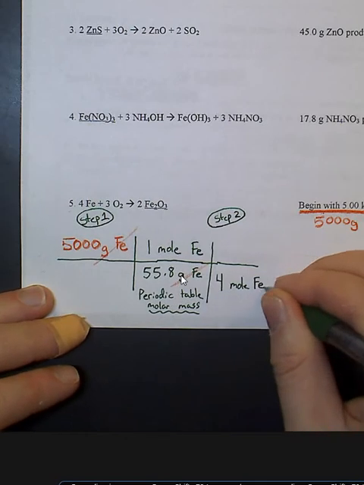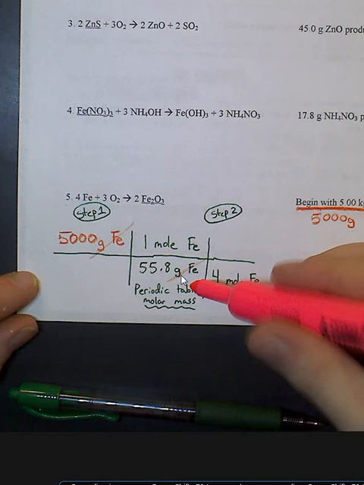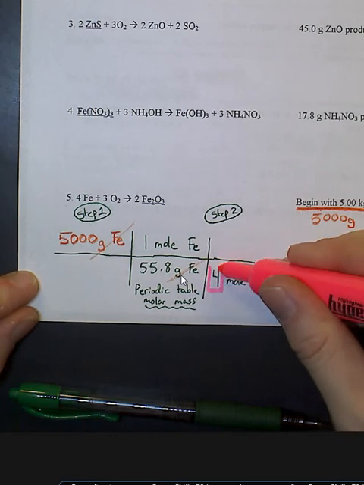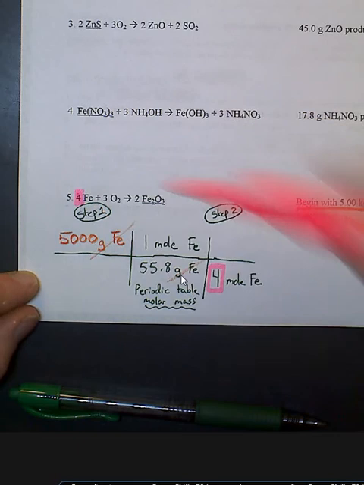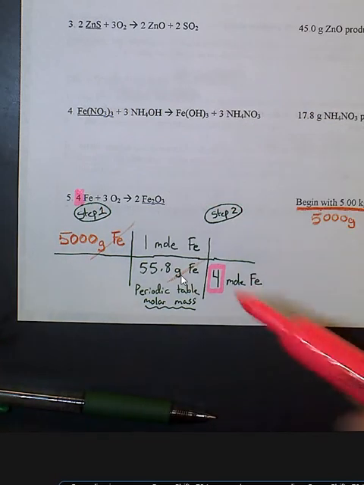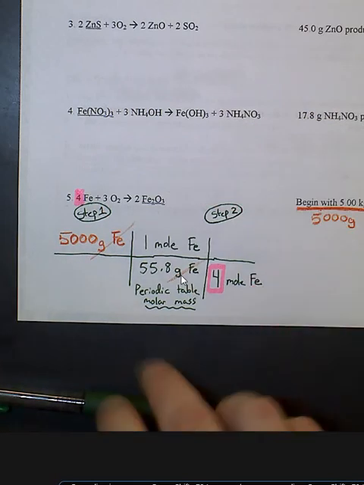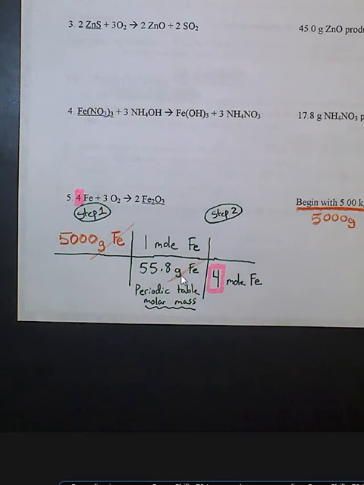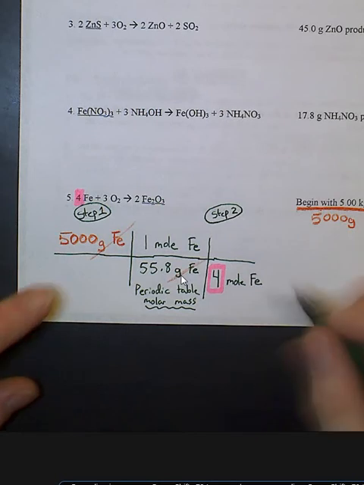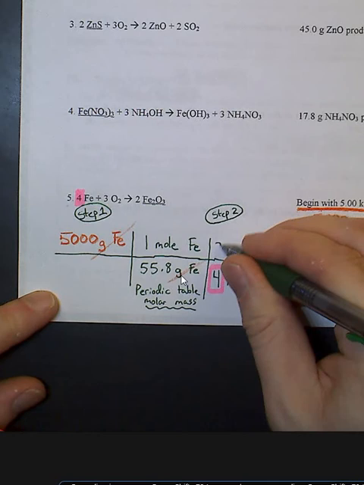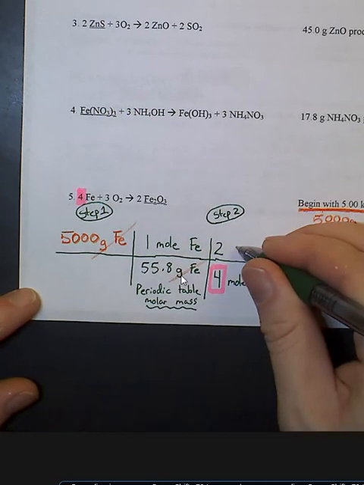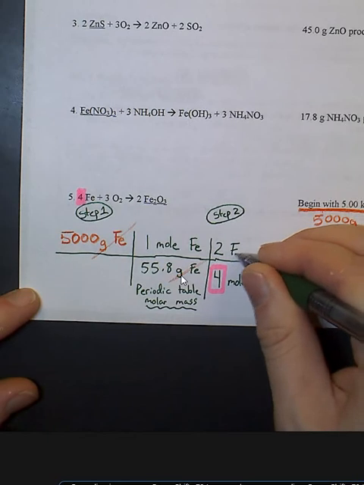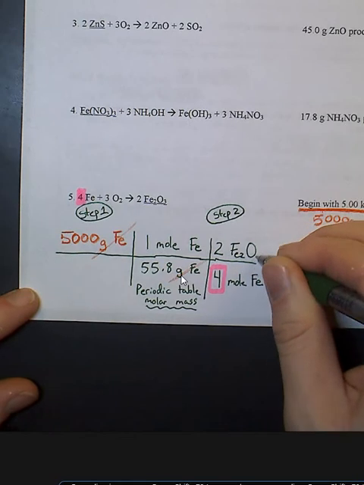Okay? And we're going to highlight that. We got this number from whatever we started with. Okay? And we know it's there because we want it to cancel out. We know we want 4 moles of iron for every 2 moles of iron oxide, okay? Because that's what's underlined. That's what we want to change it to. So 2 moles of Fe2O3, okay?